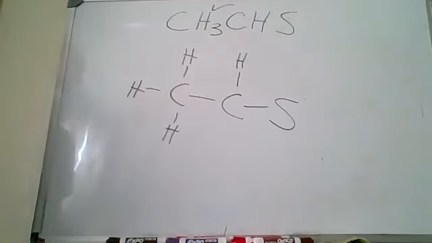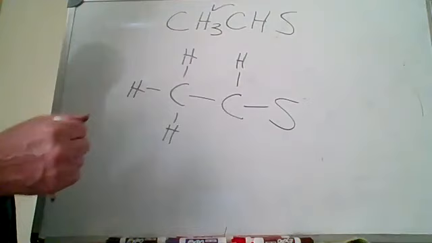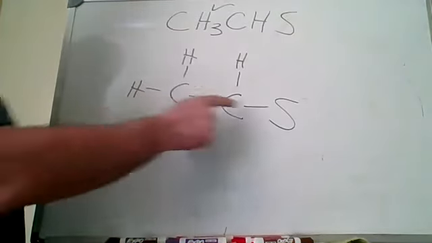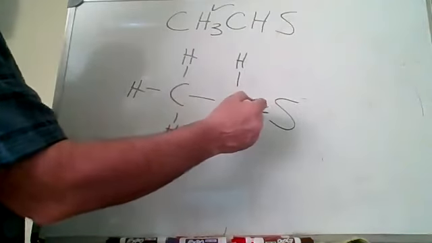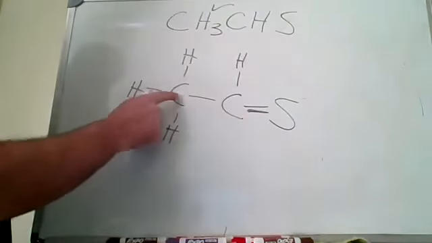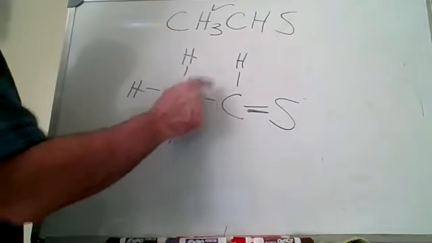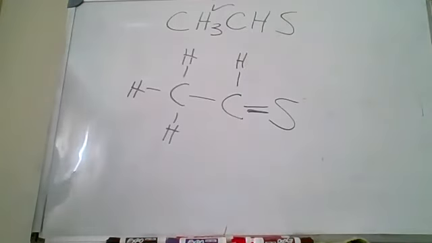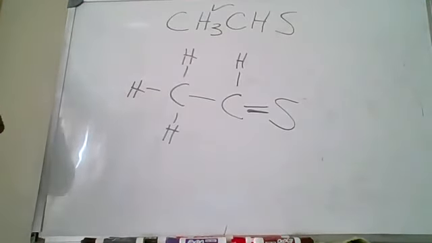Okay, now, let's see. Does every atom obey the octet? Each hydrogen has 1 bond. Sulfur should make 2 bonds, so I'm going to put a double bond there. Now it does. And each carbon should make 4: 1, 2, 3, 4 on the left carbon and 1, 2, 3, 4 on the right carbon. So there we go. There's our molecule. No functional groups.